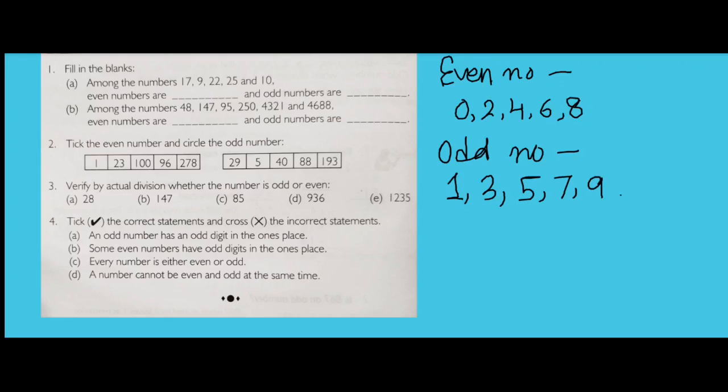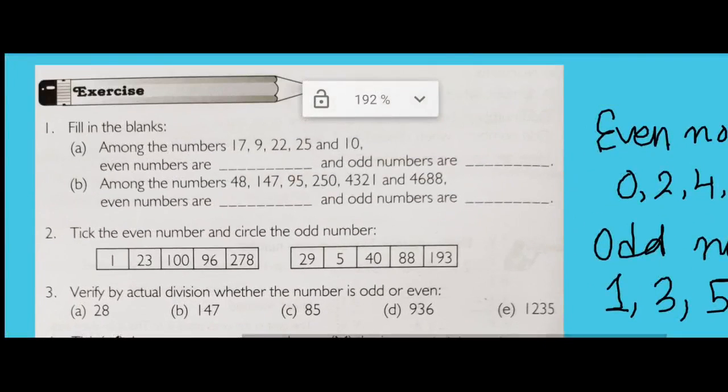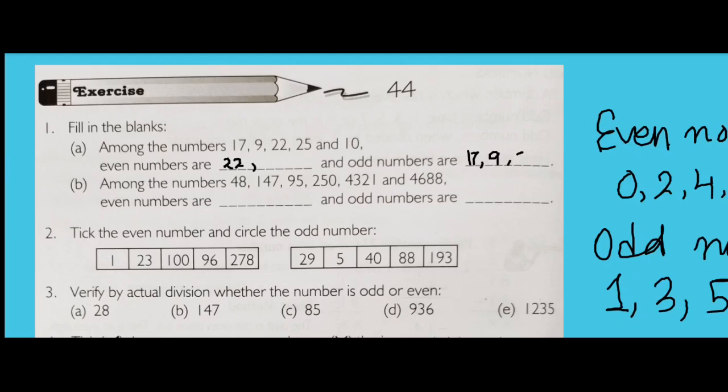Now in the first, you have to verify if the number is even or odd. You can see 17 is an odd number because it is ending with 7, so you write 17 in the odd numbers. 9 is also an odd number because it has 9 in the ones position. 22 is an even number because it is ending with 2. 25 is an odd number because it is ending with 5. And finally, 10 is an even number, so you write 10 here.